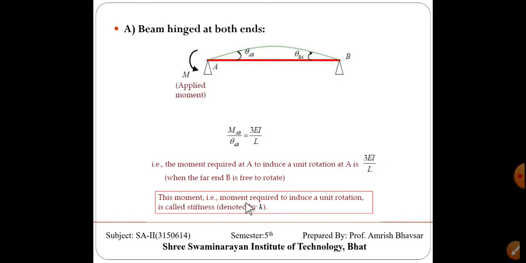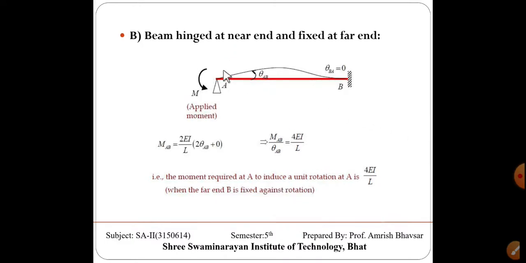This moment required to induce the unit rotation is called stiffness, and it is denoted by the K that we discussed. Now consider a beam hinged at the near end and fixed at the far end, like this. At the near end it is hinged, but at the far end it is fixed.